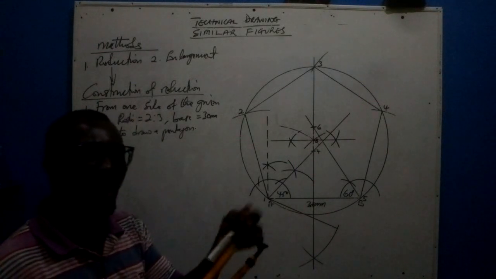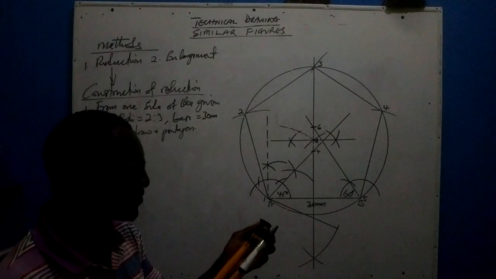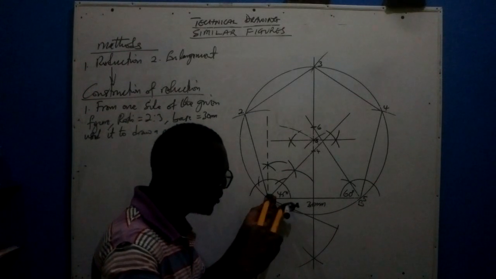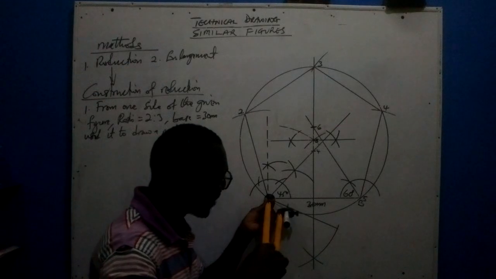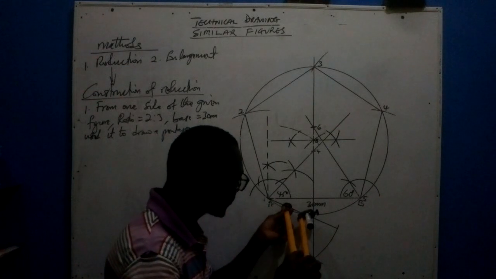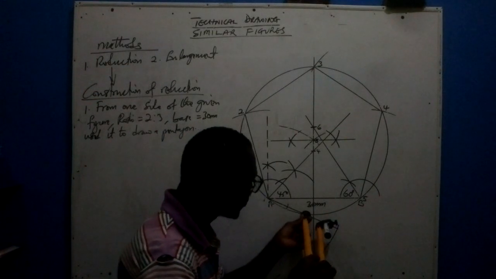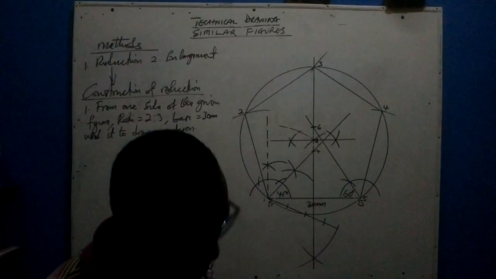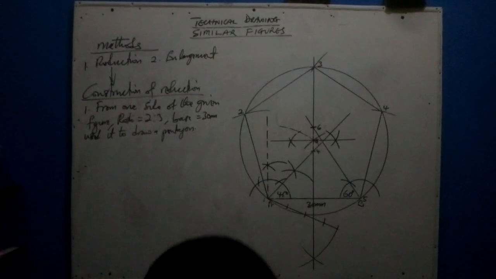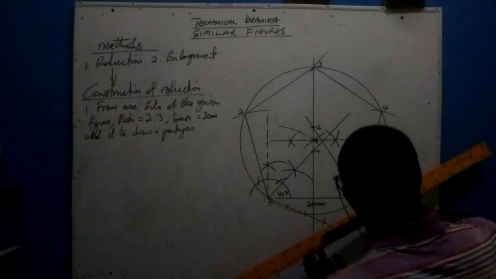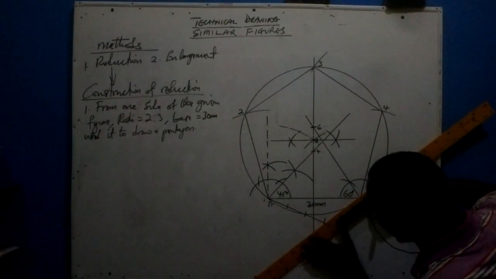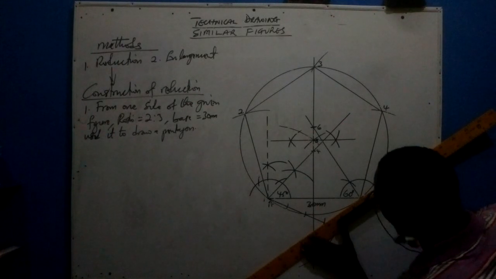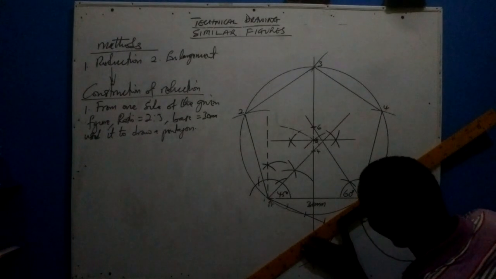You open your compass at a convenient radius, then stand on your starting point of where you did the division of line. I've marked 1, 2, then I've gotten my third one, 3. Then you join the 3 to the last digit of the side, which is the B, or number 5.